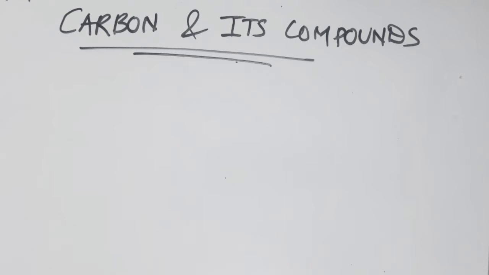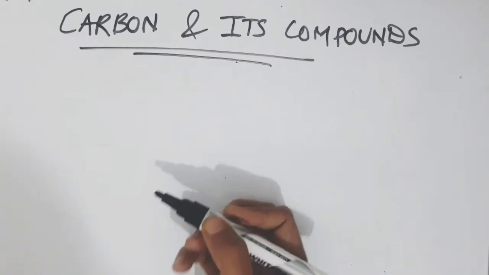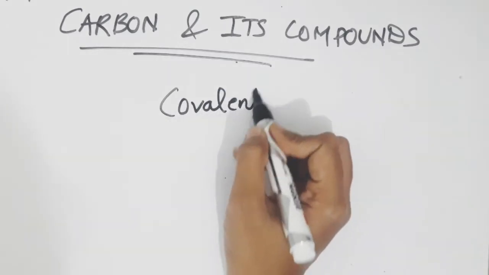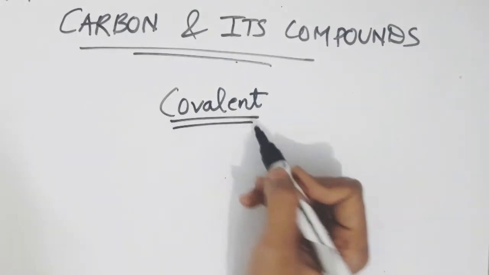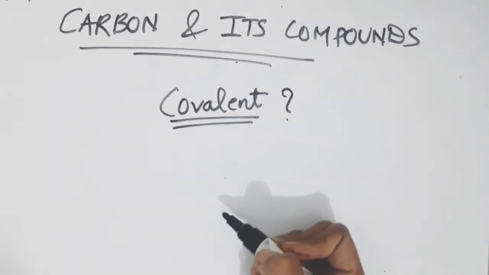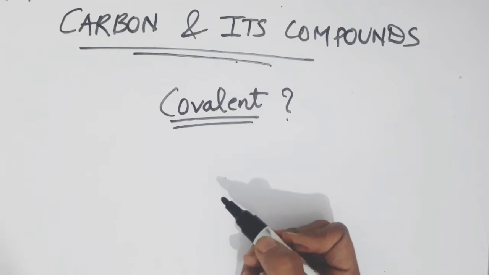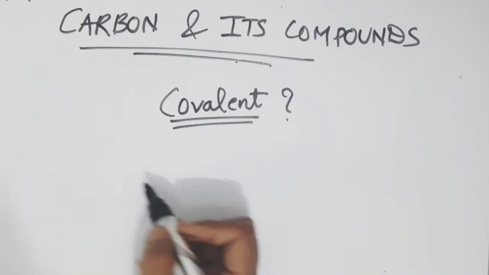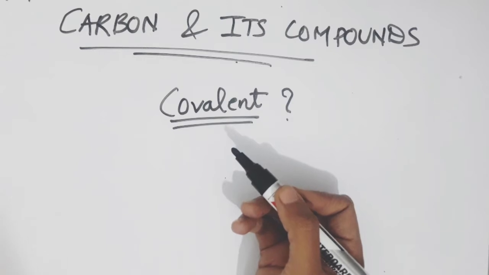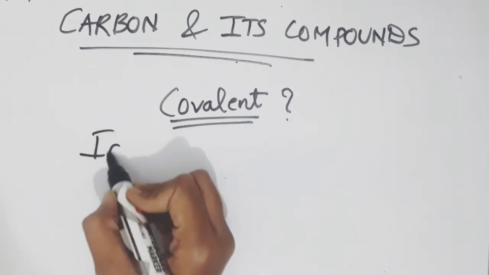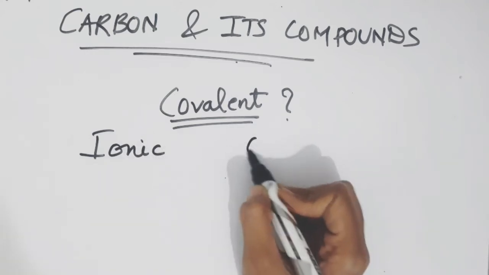Talking about the next, that is the nature of the carbon atom and the bonding that it takes part in. The nature of bonding is covalent. Now why does carbon form only covalent bonds? Before studying that, you should know what an ionic and a covalent bond are.